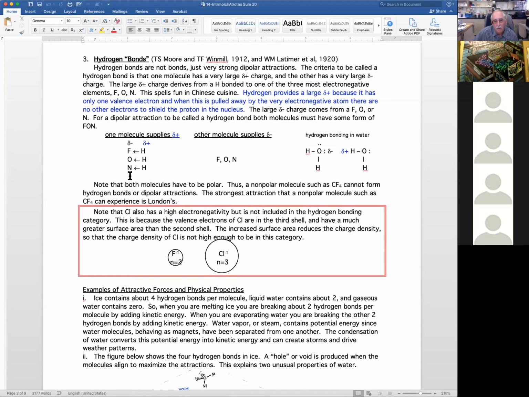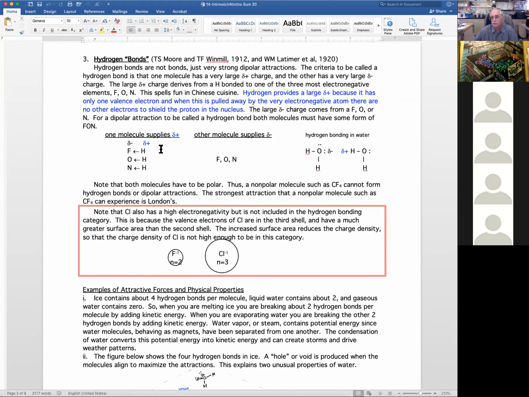So then we bond them to hydrogen. So hydrogen is 2.20, this is 3.98, 3.44, 3.04. So these are all very polar covalent bonds.